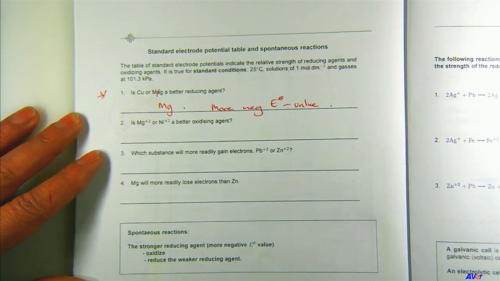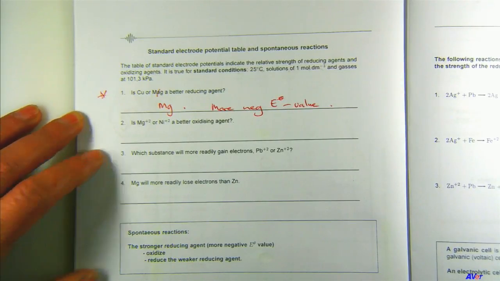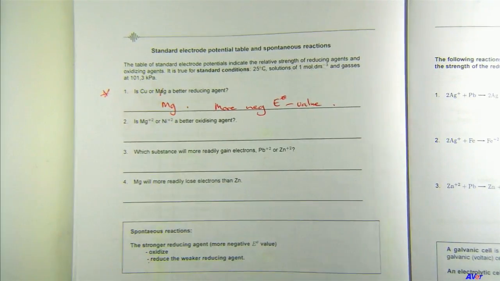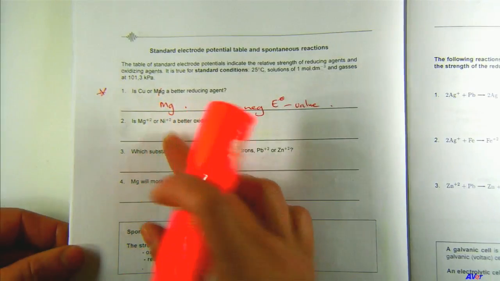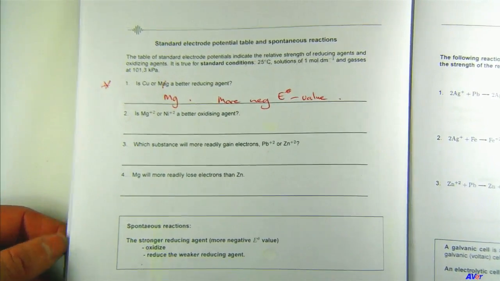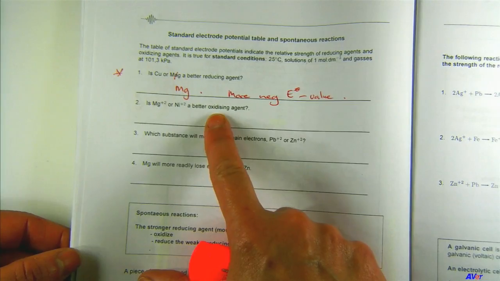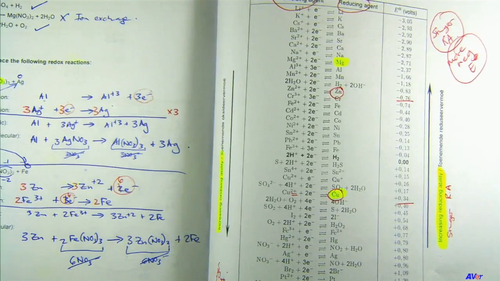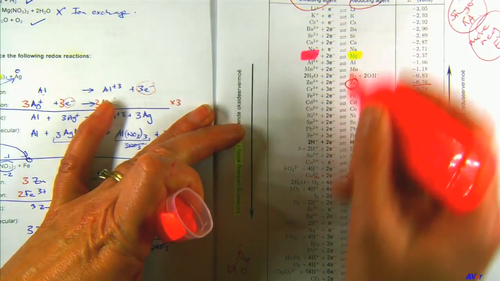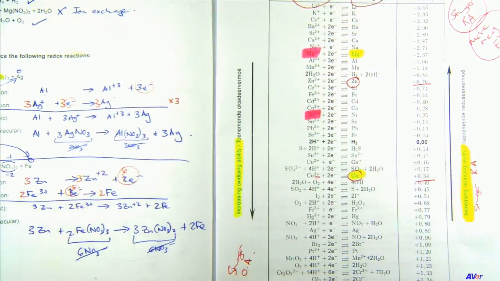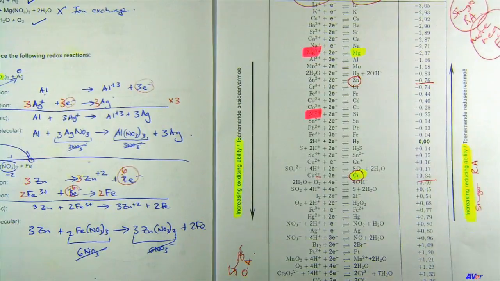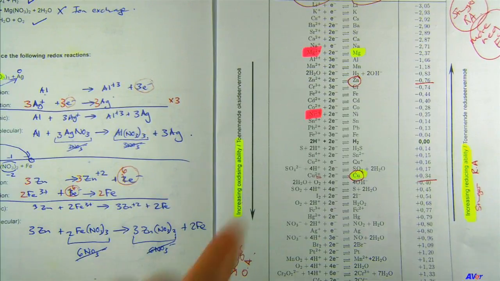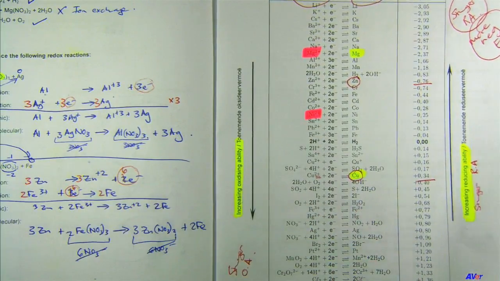Right. Now the next one, they ask you, you've got magnesium 2+ and you've got nickel 2+. Who is the better oxidizing agent? So let's go see, magnesium and nickel. So magnesium 2+ over there, nickel 2+ over there. What do we know about oxidizing agents? Oxidizing agent, it's the other way around. So this one will be nickel 2+.